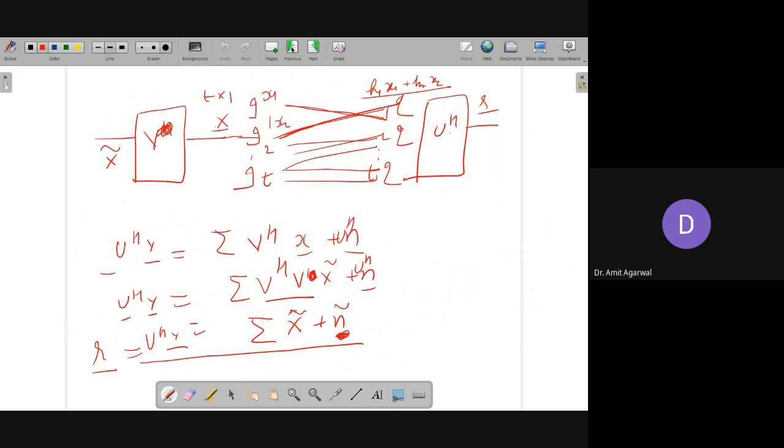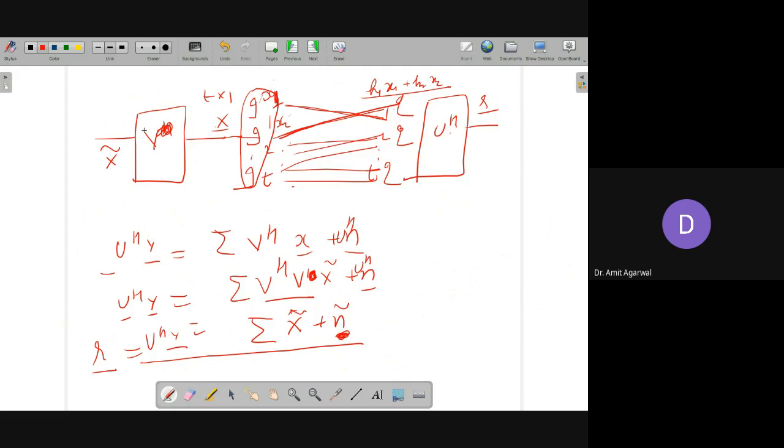Is this clear? If you are using T antennas at the transmitter and R antennas at the receiver, each receiver antenna will receive a superposition of x1, x2 up to xT. So if you want to extract x1, it also has a mixture. We receive a mixture of all x1, x2 at each antenna.